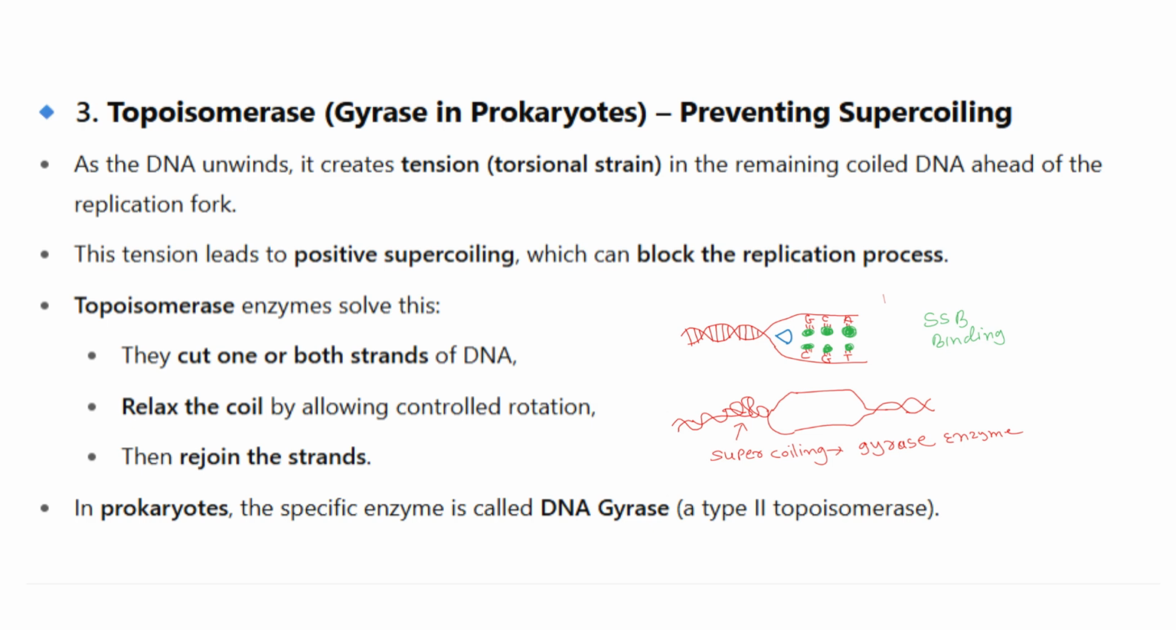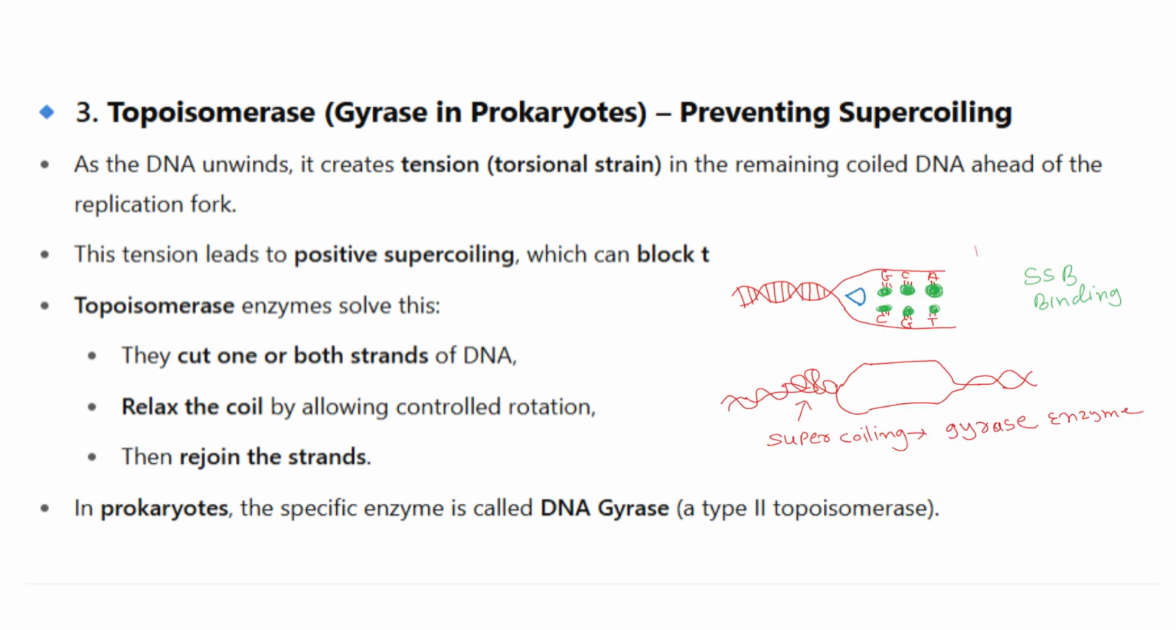Topoisomerase enzymes solve this. They cut one or both strands of DNA, relax the coil by allowing controlled rotation, then rejoin the strands. In prokaryotes, the specific enzyme is called DNA gyrase, a type 2 topoisomerase.